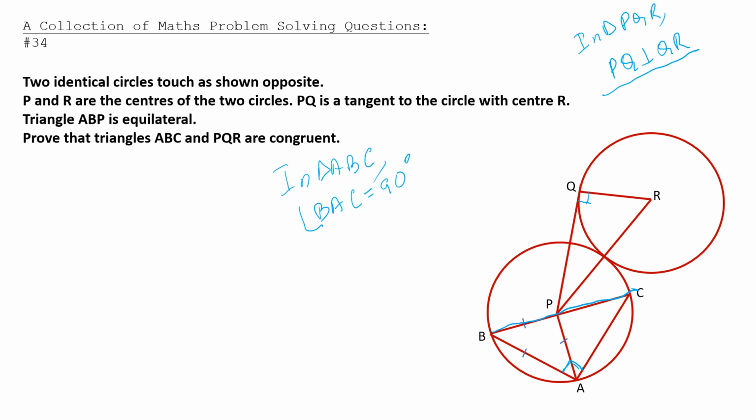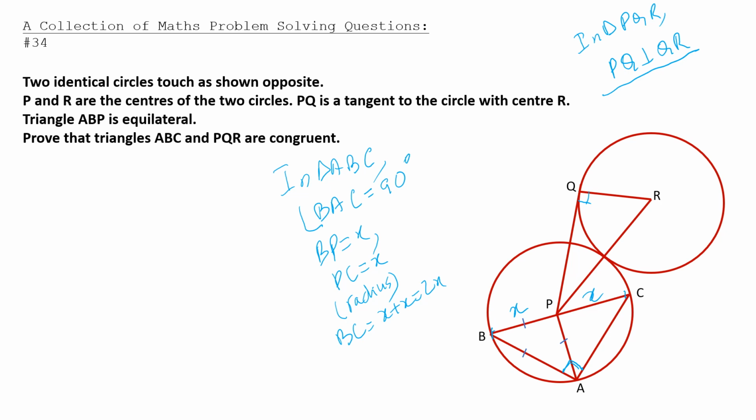Okay, the next thing we are going to do is say that BP equals x. So the radius of the circle is x. So in triangle ABC, if BP equals x, then the other radius is also x. So BC equals x plus x, that is twice of x. So BC equals 2x.